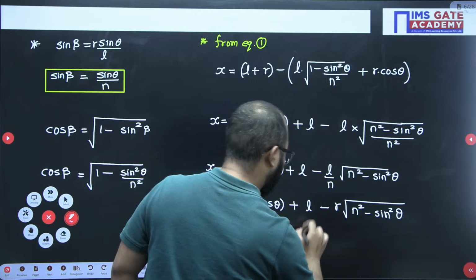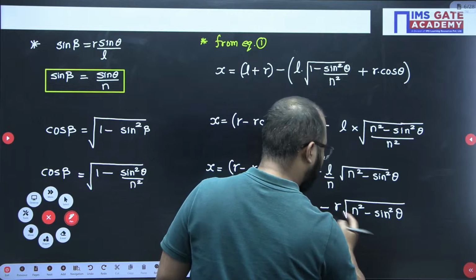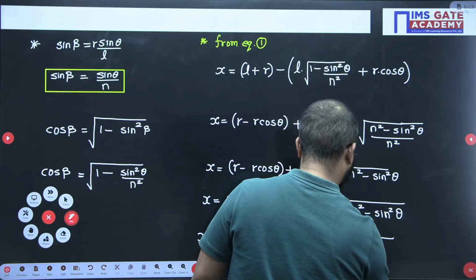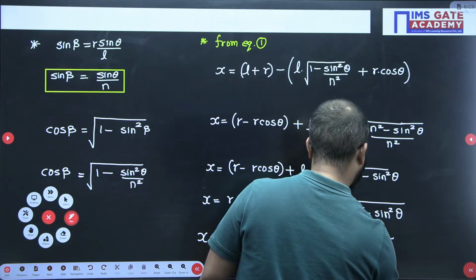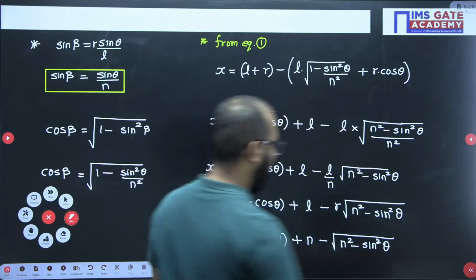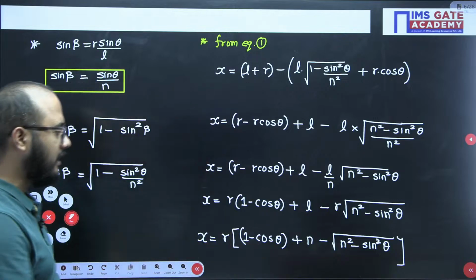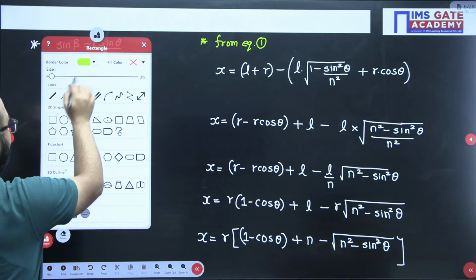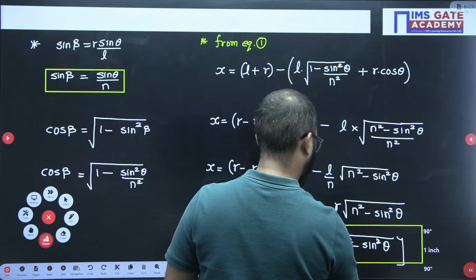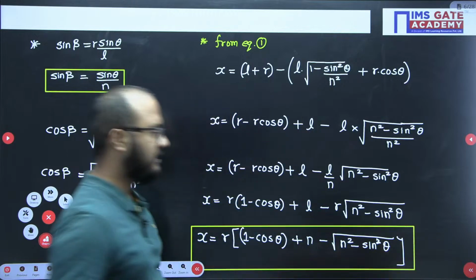Plus L by r becomes n, and it will be as it is, n square minus sine square theta, like this. So bracket closes here. This is the relation of the displacement in terms of theta. This is a very, very important relation, guys.